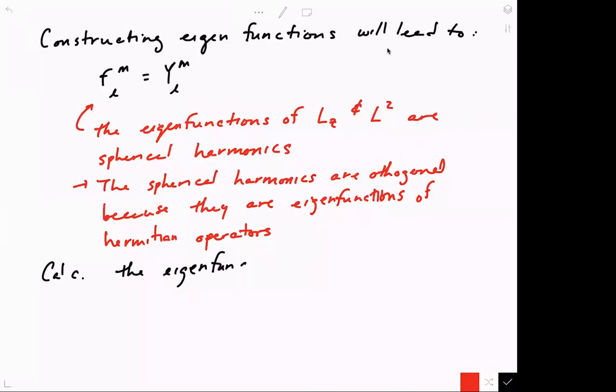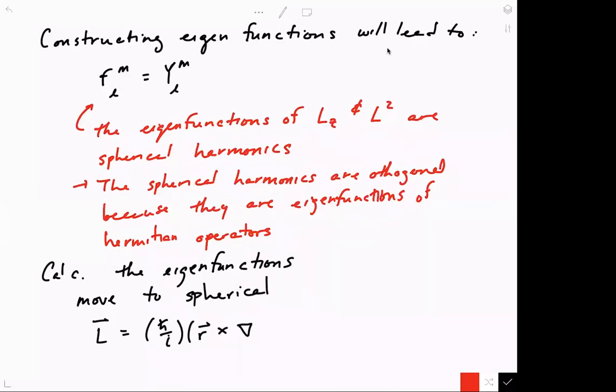As we calculate the eigenfunctions, one of the first things we're going to want to do is rewrite all of our equations into spherical coordinates. So when we move to spherical, we want to go back and remember that we wrote our angular momentum operator as h bar over i, and then a position vector crossed with our del operator. So we want to go back to that del operator and write what it should be in spherical.